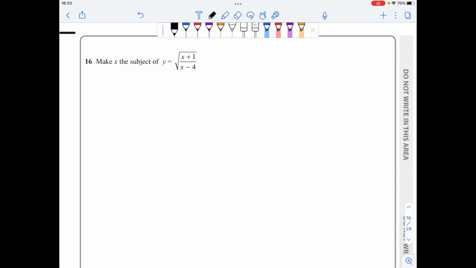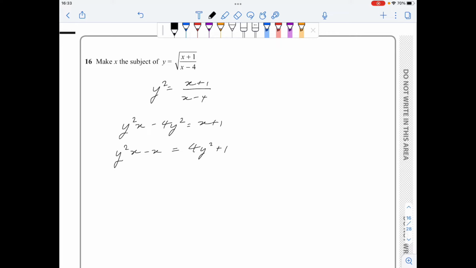For question 16, I'll start by removing the square root. So y squared is equal to x plus 1 over x minus 4. Now I'm going to cross multiply and expand at the same time. So y squared x minus 4y squared is equal to x plus 1. I'll take the x's on one side and everything else on the other side. Now the x terms are these two. So y squared x minus x is equal to 4y squared plus 1.